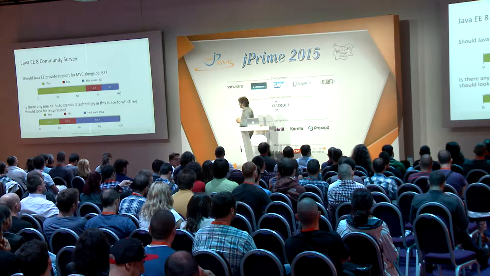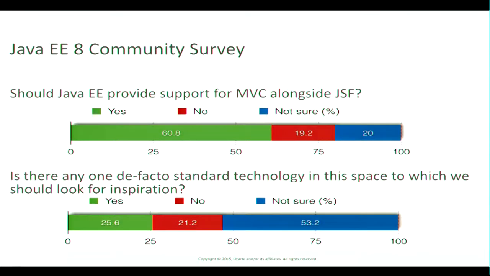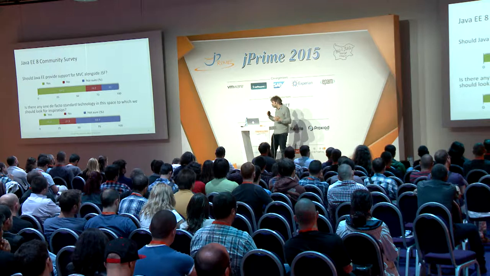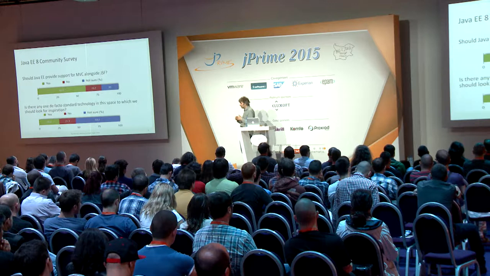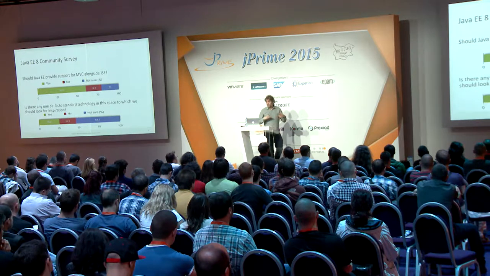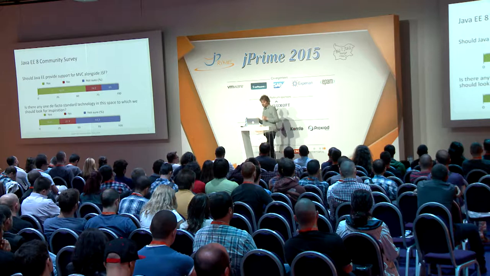Now, I have to admit that the question was not really well phrased, because JSF is MVC-based. But anyway, we had some clarification. Really, this is about adding another solution next to JSF, which is also an MVC framework, but which would be action-based, while JSF is obviously component-based. Then we had a subsequent question: if we are going to do that, what technology should we look at as a source of inspiration? And clearly, we didn't have any clear answer. We had Spring MVC, Play, AngularJS, so a bunch of solutions. But nevertheless, it seems that this is something that we need to do in the platform.